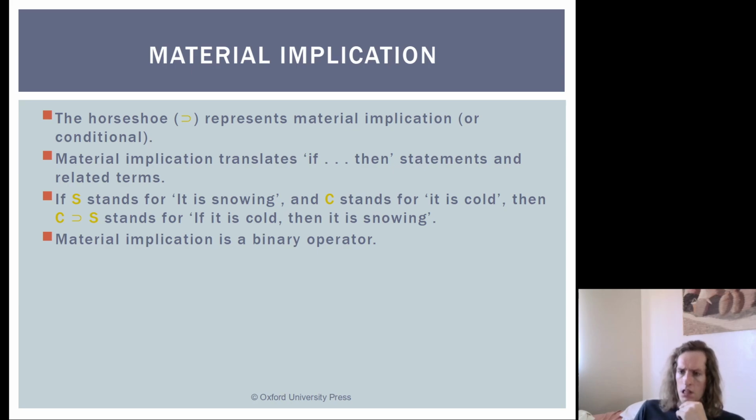So the horseshoe represents material implication, or the conditional. Material implication translates to if-then statements. So, for example, if S stands for it is snowing and C stands for it is cold, then S horseshoe C stands for if it is snowing, then it is cold. So material implication is also a binary operator. Unlike all of our other binary operators, the conjunction and the disjunction, and we'll have one other that we talk about after this.